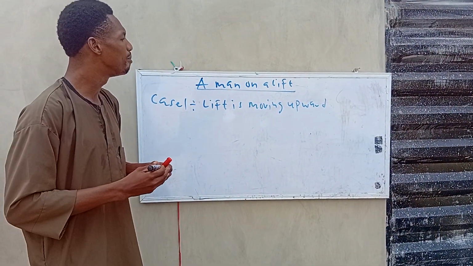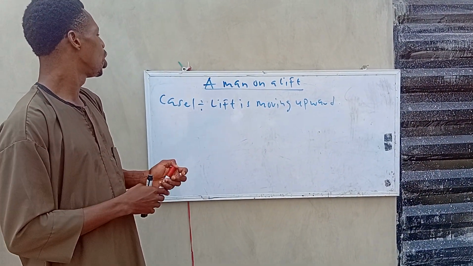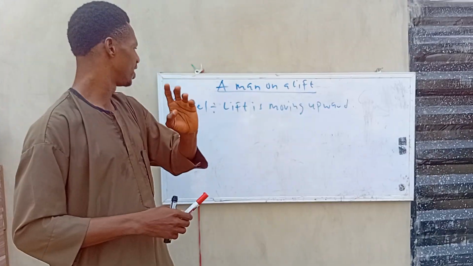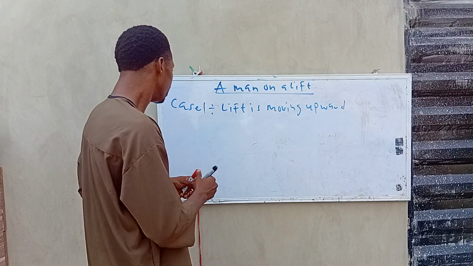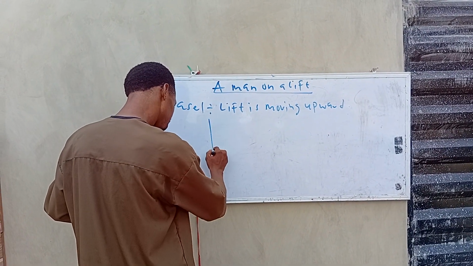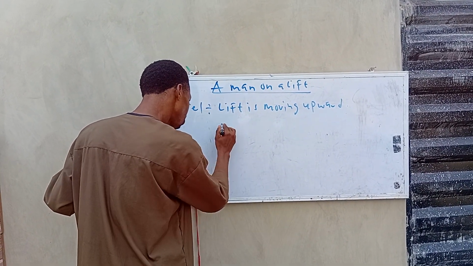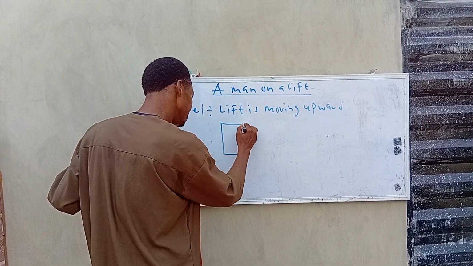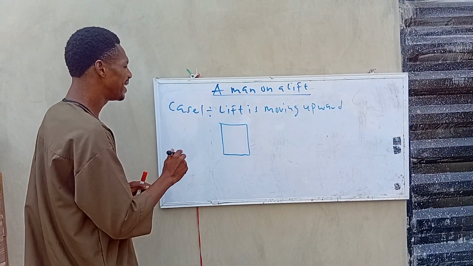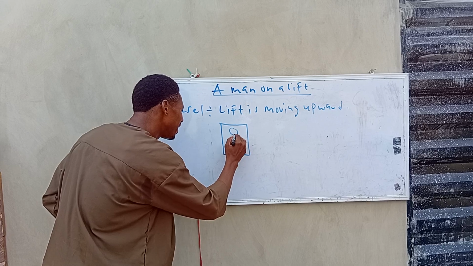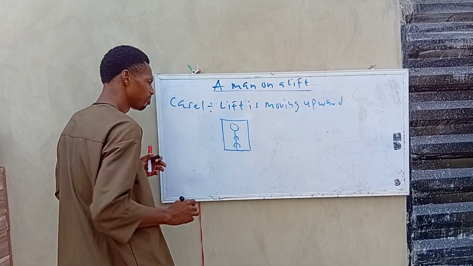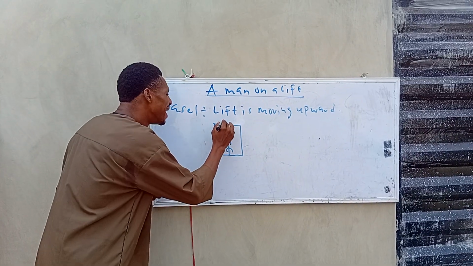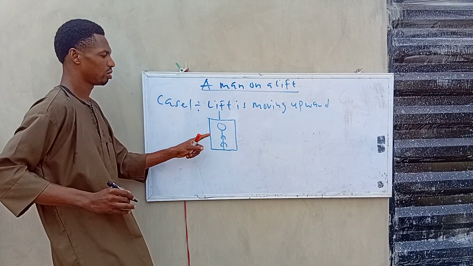Now, when a man is on a lift, we are going to check four cases. Case one is when the lift is moving upward. So let's assume that this is the lift, and this is the man on this lift. Now, take note, and this is the rope tied to the lift.